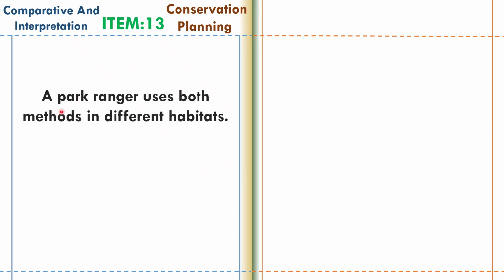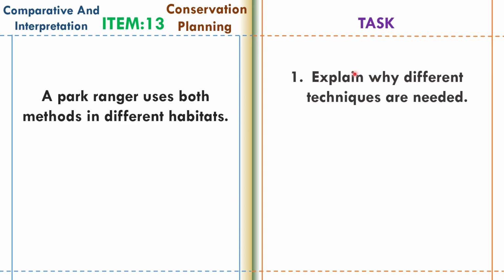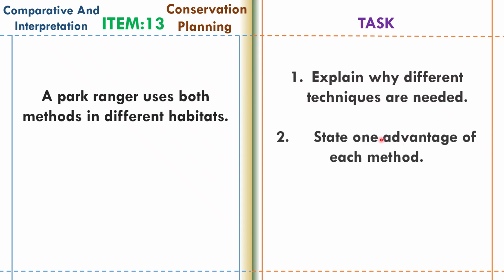Comparative and interpretation, item 13. Let's look at conservation planning. A park ranger uses both methods in different habitats. Task: explain why different techniques are needed. State one advantage of each method.